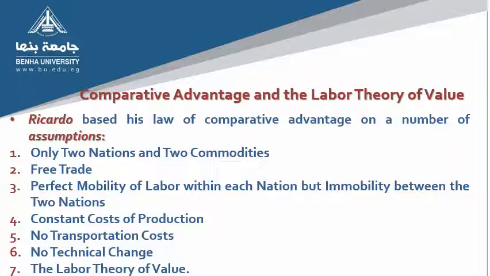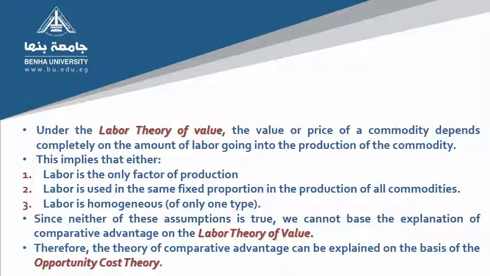Let's explain the labor theory of value. Under the labor theory of value, the value or price of a commodity depends completely on the amount of labor going into the production of the commodity. This implies that either labor is the only factor of production, or labor is used in the same fixed proportion in the production of all commodities, or labor is homogeneous, which means of only one type. Neither of these assumptions is true.